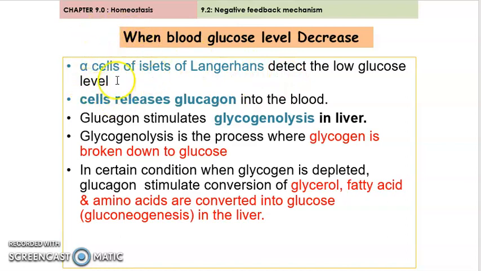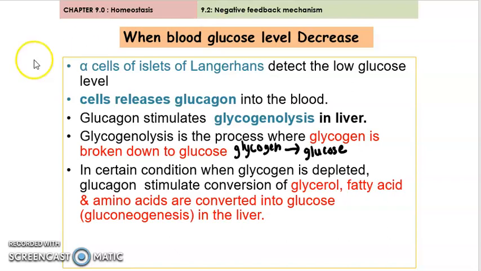So apa yang alpha cell akan buat? Alpha cell will release glucagon into the blood. So the function of the glucagon will stimulate glycogenolysis in liver. So what is the meaning of glycogenolysis? Glycogenolysis is the process where glycogen is broken down to glucose. So means that, bila adanya glucagon, it will stimulate the process of glycogenolysis by which glycogen is broken down into glucose.